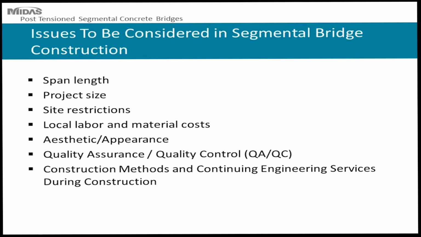The precast segments are usually produced in a precast plant, and as a result, quality assurance and quality control can be easily established. Due to the complexity of the equipment used and erection methods, continuing engineering services are typically required during various stages of construction, such as tendon stressing and girder alignment control. So before an owner or design engineer considers using segmental bridge construction, these are the common factors that we will have to consider first.